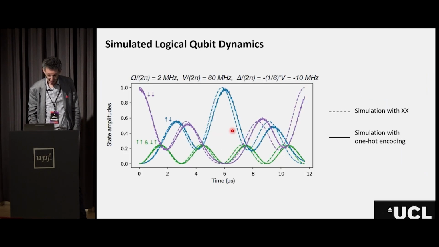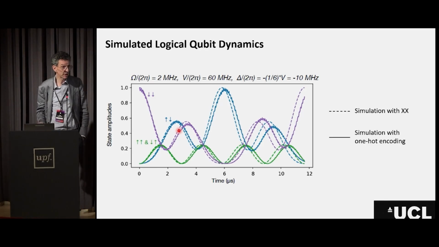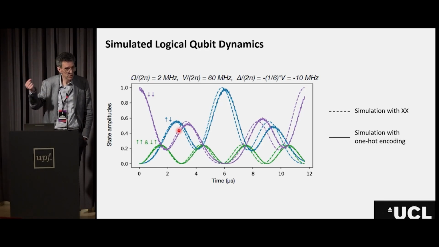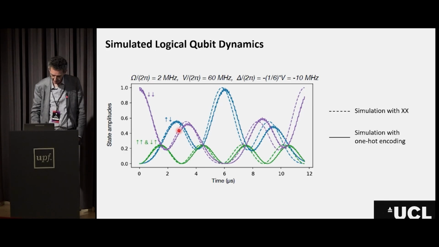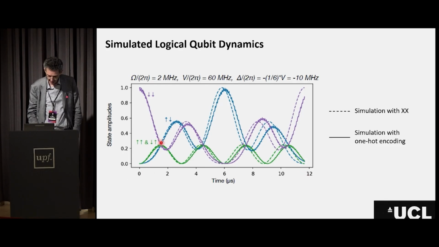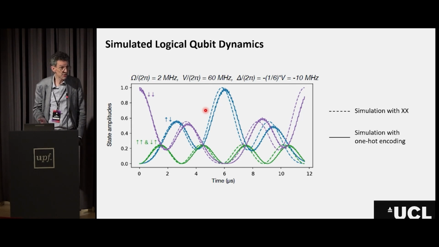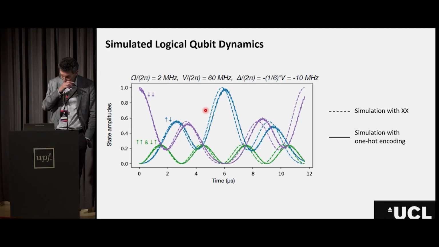So what Natasha has done now is simulate the time evolution of that physical system and compared it with what we would expect from, again, an assumed exact XX interaction. So we're initializing in the down-down state, and now we're plotting the probability of any particular state as a function of time along the x-axis. The dashed lines are what you get from an exact XX interaction, and the solid lines are what you get from our simulation with this one-hot encoding.